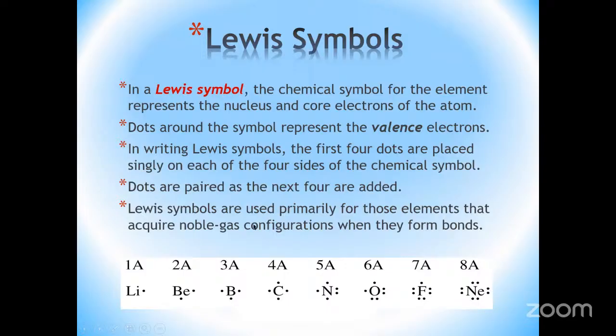It says here, Lewis symbols are used primarily for those elements that acquire the noble gas configurations when they form bonds, as I said before. Later on, we're going to learn about Lewis structures for molecules and polyatomic ions, and it's related to what we just discussed here. But as far as Lewis symbols for elements are concerned, this is it. Nothing too complicated. To write a Lewis symbol for an element, go to the periodic table, look up the symbol and the group number, and then put the number of dots equal to the group number around the symbol, and that's it.